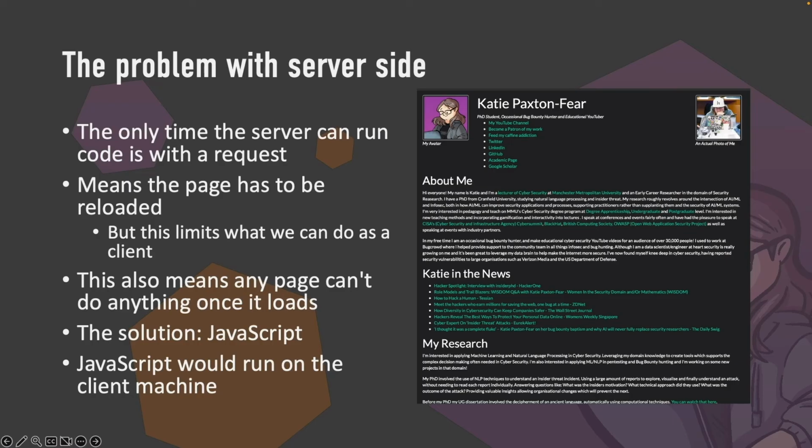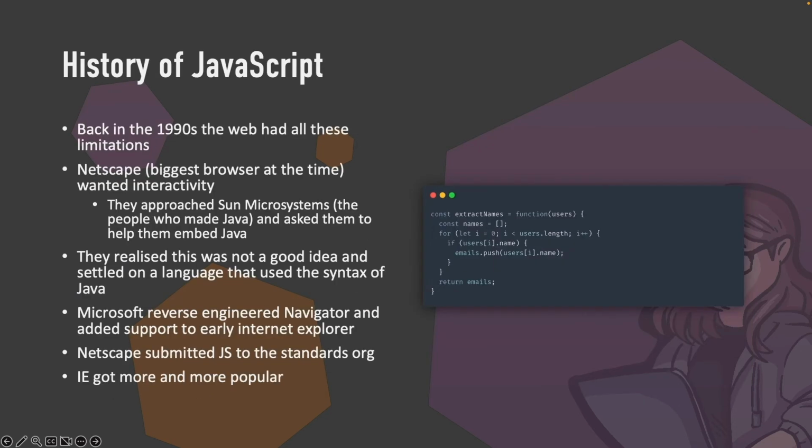Now, because JavaScript is client-side, not server-side, you can also read JavaScript and see how it's being used. In terms of the history of JavaScript, back in the 1990s, and this is true for quite a lot of security issues, the web had a lot of limitations. The modern internet is very much based off of technology from the 80s and 90s, and that's why we see a lot of security issues, because it's based on these older technology stacks. At the time, Netscape, which was the biggest browser, wanted to have interactivity. So they approached Sun Microsystems, who make Java, and asked them to help embed Java into a website. They realized very quickly that Java was a terrible idea, and that's why we call it JavaScript, because it was made by the people who made Java.